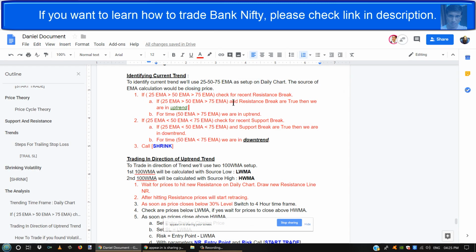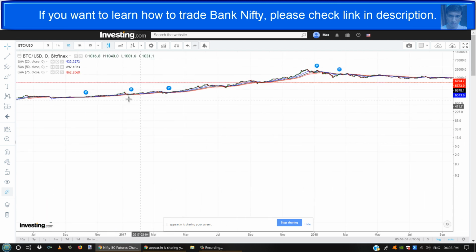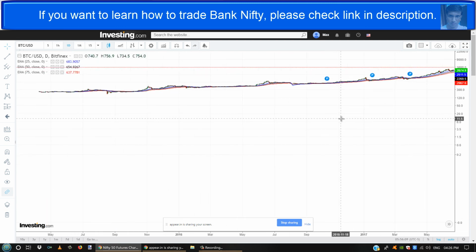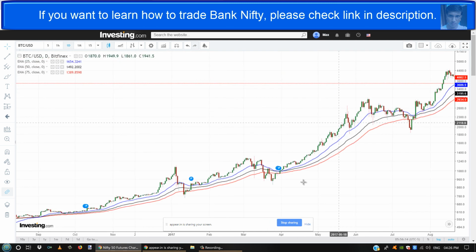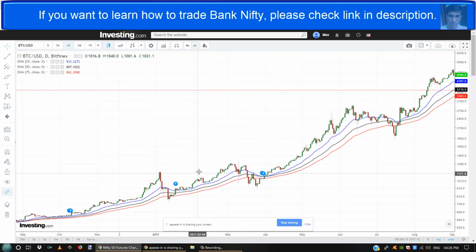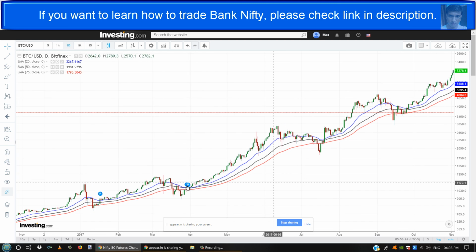Now here is our condition of bullishness. If 25 EMA is above 50 EMA and 50 EMA is above 75 EMA, and the price has made a resistance break, then we are in an uptrend. We actually can't go back to see when the uptrend started, because there's no price move properly visible here. Therefore we will start somewhere in between. Here we can see that all three are in ascending order, right?